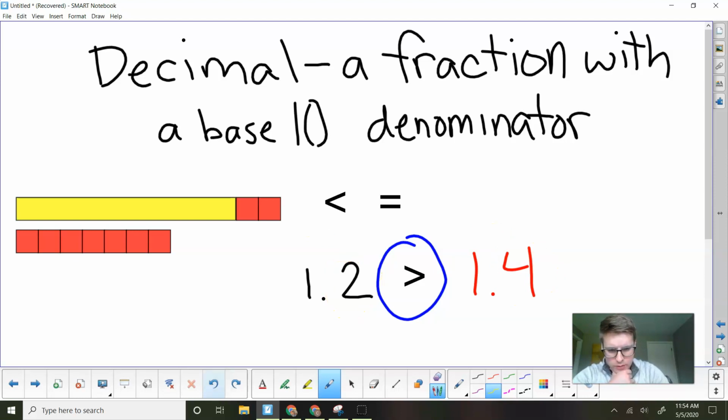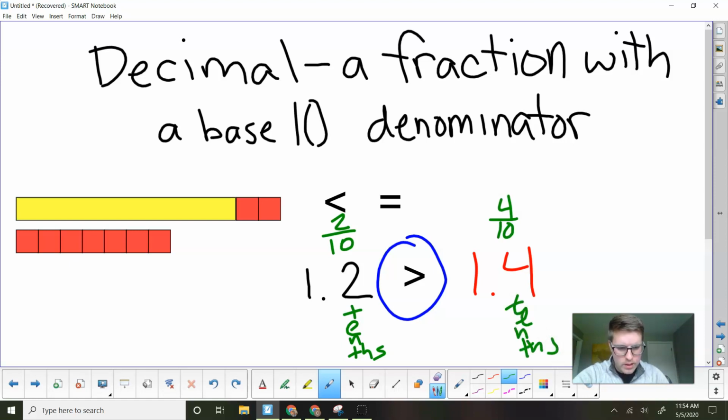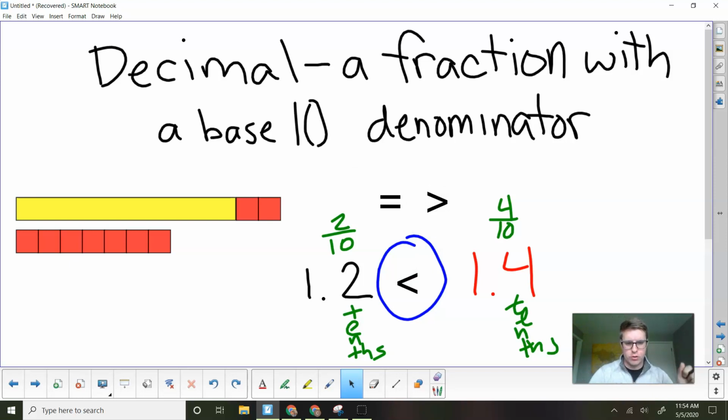My 2 is worth a value of 2/10 because this is my tenths place. This 4 is worth 4/10 because it's also in my tenths place. So which is bigger? 2/10, Sally, or 4/10? Yes, you were wrong, Sally. 4/10 is bigger, which makes 1.4 greater than 1.2. Another way of saying that would be 1.2 is less than 1.4.